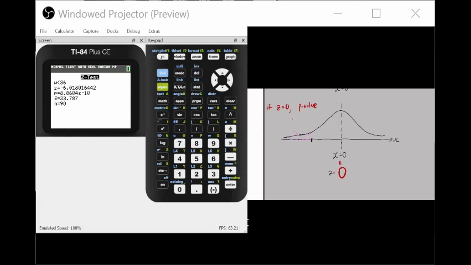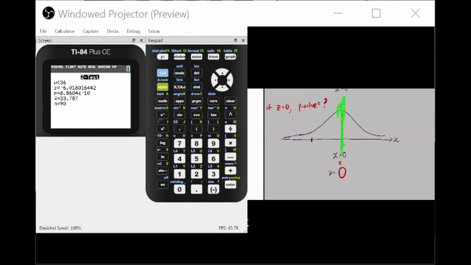Can you shade in my p-value? The area, which part of the graph are we looking at? If z was actually 0. Left tail area, right? So start from z equals 0. Where do you shade? Left tail area.